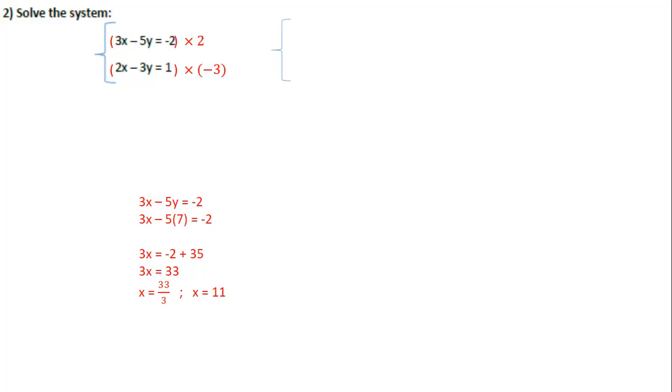Okay, let's multiply the second equation. 2x times -3, that should equal -6x. Minus 3y times -3, that should be plus 9y, yes? Or am I wrong? 1 times -3, that should be -3. So these are the new equations, Alex.